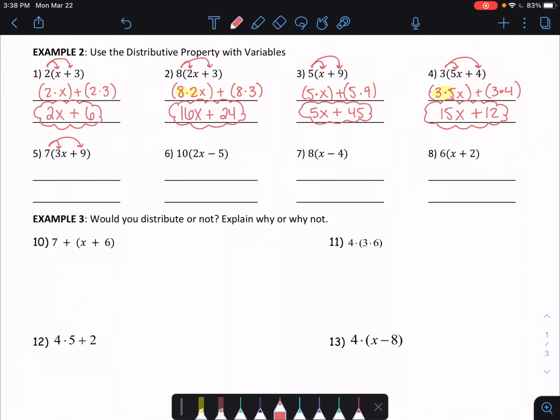For number 5, 7 times 3x plus 7 times 9 is going to be 21x if I multiply the numbers in front of the variables, plus 63.